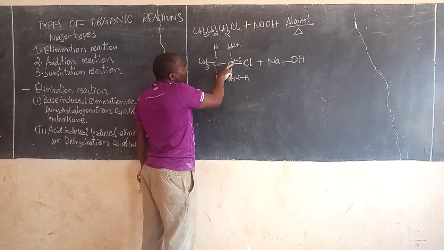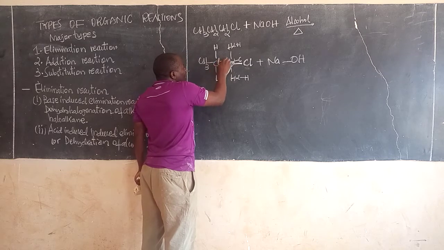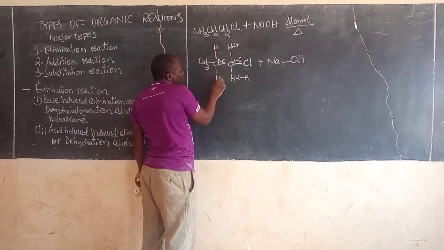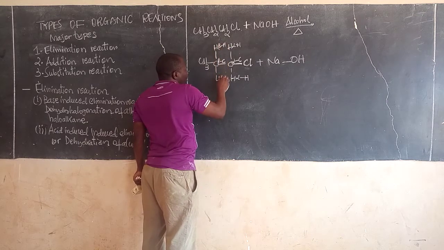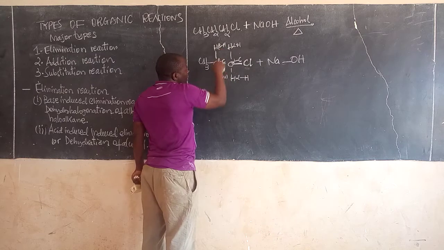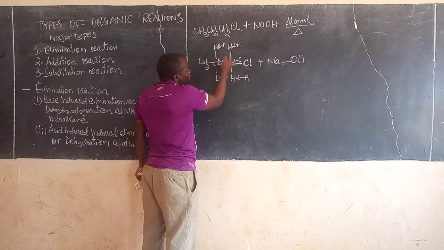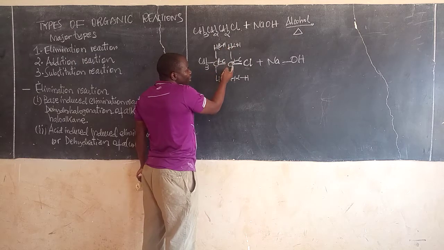The next carbon from the alpha carbon is a beta carbon. The respective hydrogens, this and this one, are the beta hydrogens. Beta hydrogen from beta carbon, alpha hydrogen from alpha carbon.